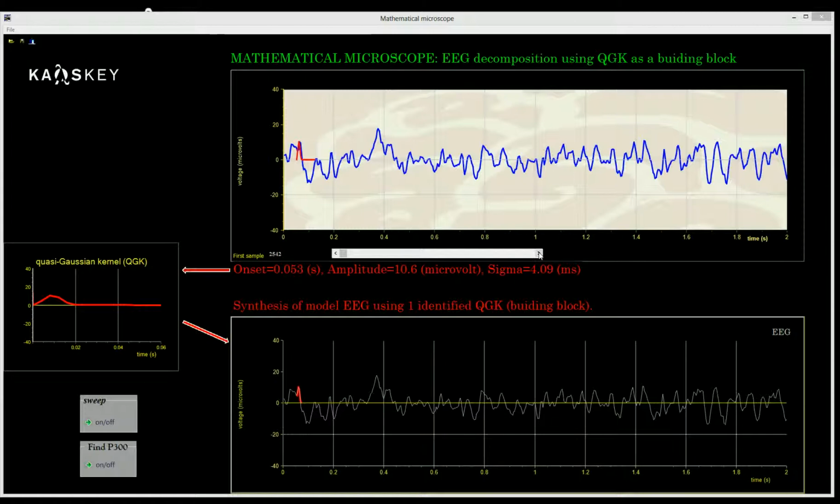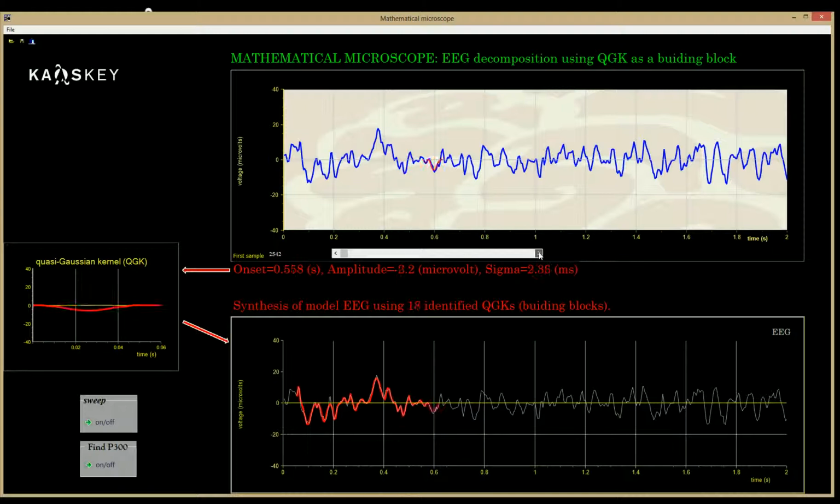The identification of quasi-Gaussian kernels is performed by a sequential procedure displayed in the upper panel on the screen. Each step produces quasi-Gaussian kernels illustrated by the red line. The parameters of identified components are shown under the plot. These parameters define the individual quasi-Gaussian kernel, displayed by the red line in the left side of the middle panel.